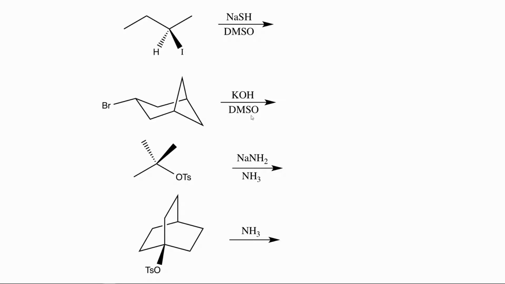So the combination of all three of these factors will point us in the direction of SN2/E2 and with a higher weight on SN2. So the product here will be the SN2 product, and we would also see a small amount of the elimination product potentially form due to the presence of a strong base.